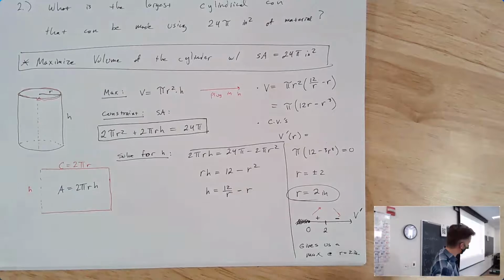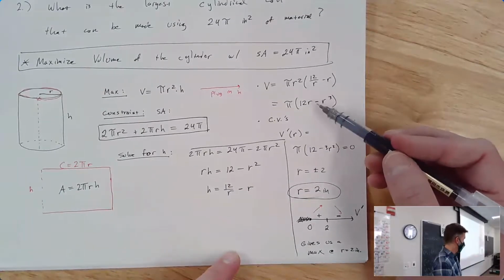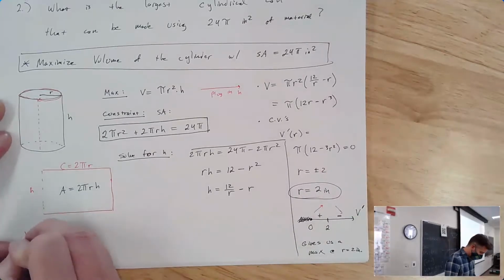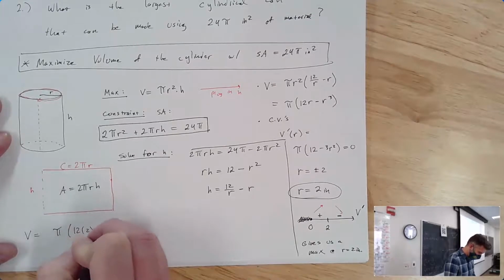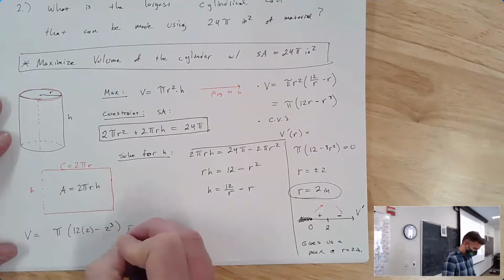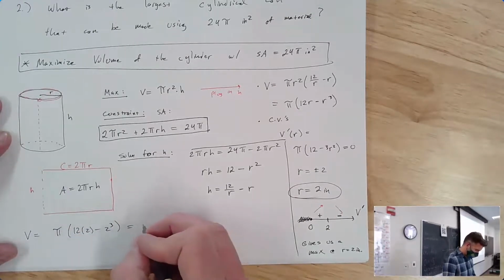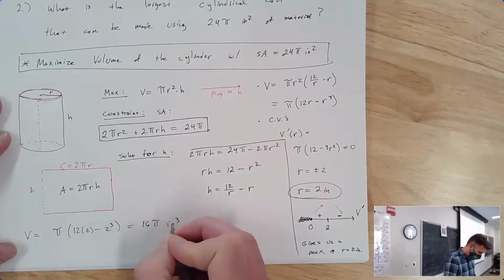You have a couple choices here. You could either plug 2 in straight to the volume equation. That would be fine. So the volume would equal pi times 12 times 2 minus 2 cubed, which is 24 minus 8. That's going to be 16. So 16 pi cubic inches.